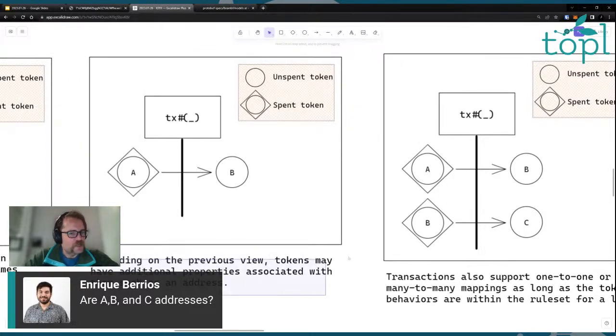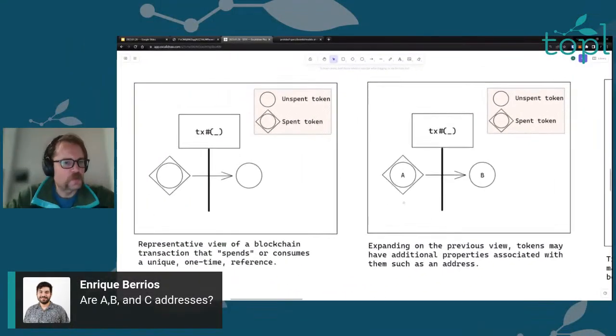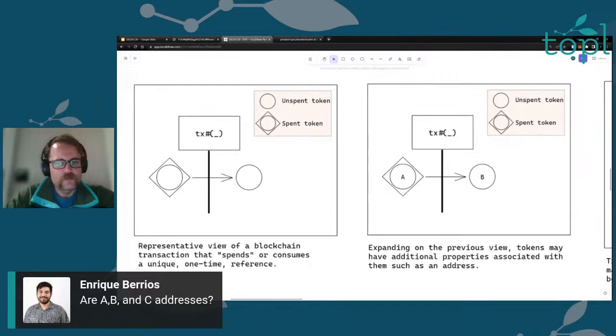So expanding on the previous view, this very simple one to the left: tokens may have additional properties associated, such as an address. And I should have said that we're just going to consider A as an address and B as an address, without saying what A and B actually correspond to. An address in this sense is just a way to locate, right? It's just a label for where to locate the token. Kind of like saying home refers to a specific address for you as a person.